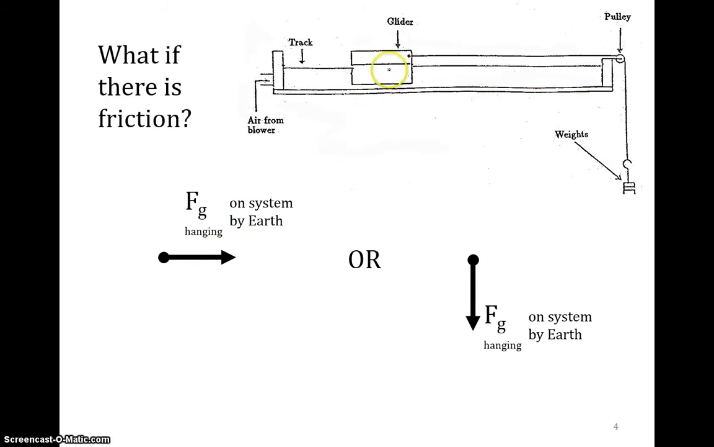So if there's friction, this friction is going to be on the glider part of the system, and it's going to be going to the left up here. So on our first force diagram, we can add the friction to the left. It's the force of friction on the cart, or the glider, on the system by the track. Or if we go over here, there isn't really a force of friction on the weight, but remember our system is this entire weight and glider together.